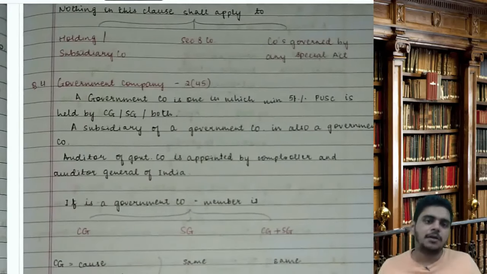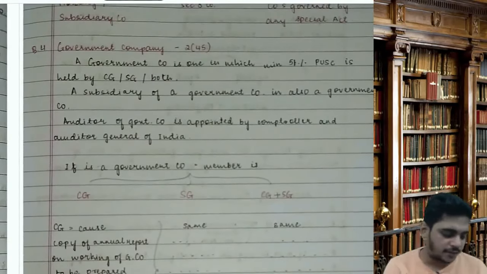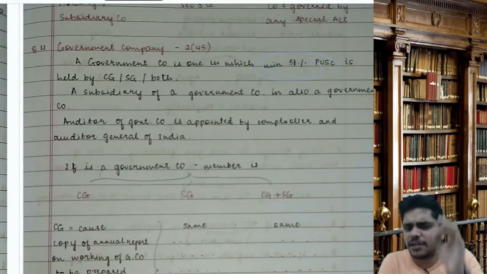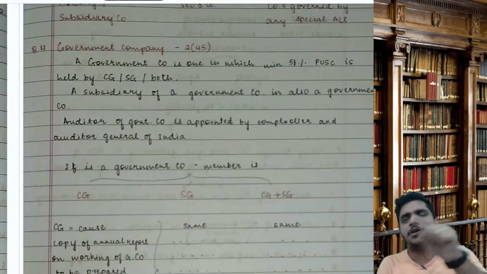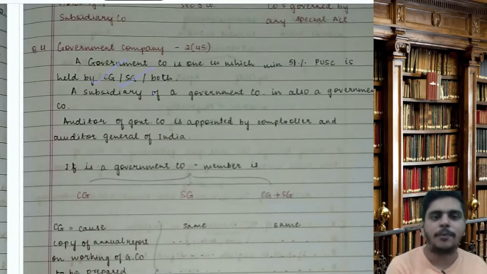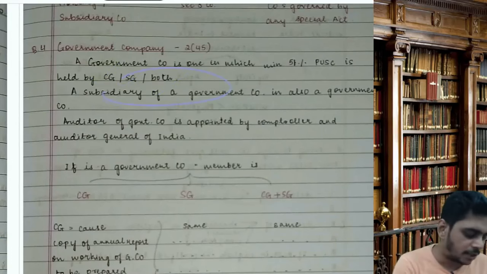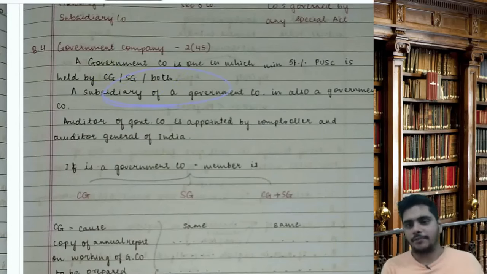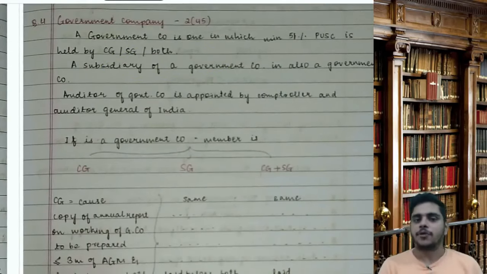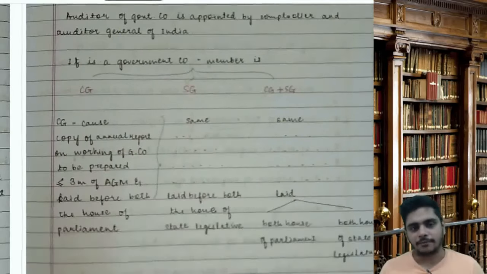Then, sir, government company. A government company means a company in which minimum 51% of paid up share capital is held by the central government or state government or both. A subsidiary of a government company is also a government company, because the government's stake is there. The auditor of a government company is appointed by the CAG.